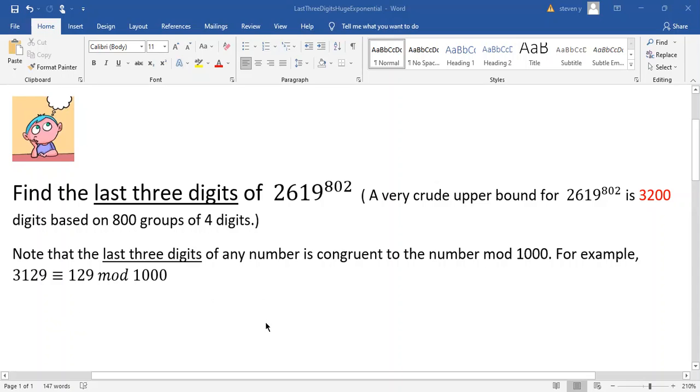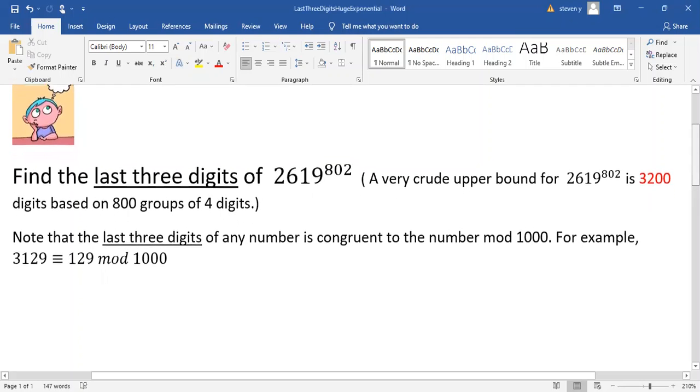Okay, so observe right here that the remainder of this number, 3129, when you divide by 1,000, is actually the last three digits, 129. You see, because 3129 is equal to 3 times 1,000 plus 129, right? So 129 is your remainder. So we can use the properties of modular arithmetic to actually make some headway on this problem. Now let's get started. I want to see what you guys think.